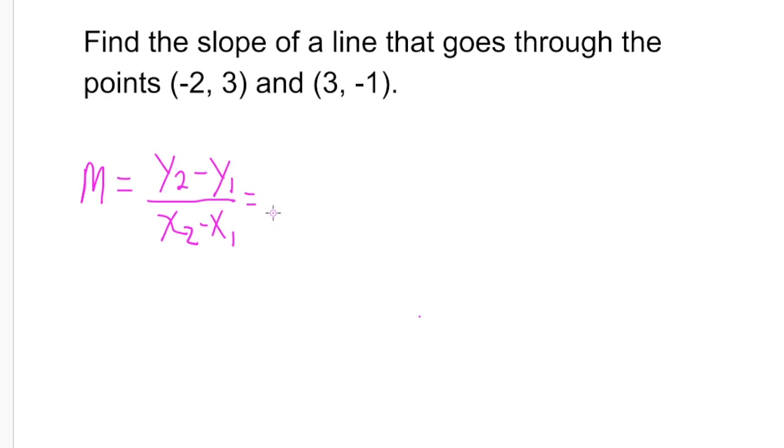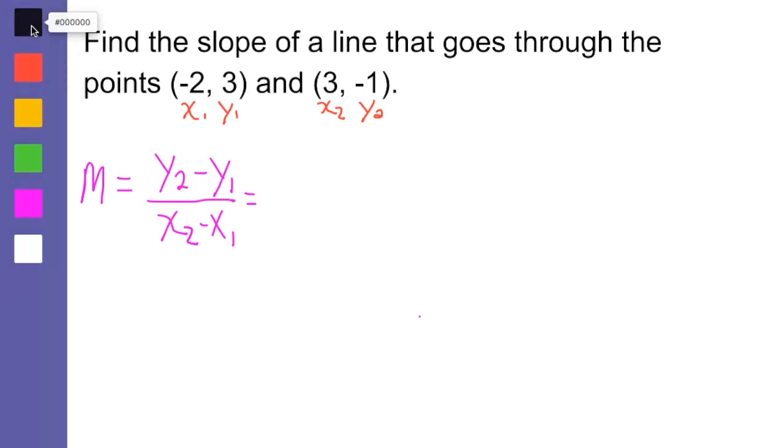All right, so where do we get these numbers from? We're going to go ahead and get them from the problem. -2 is an x value, and it's the first x value, so we'll call it x1. 3 is a y value, and it's the first y value, so we'll call it y1. 3 would be x2, and this -1 would be y2. We're just going to simply take these numbers, plug them into this formula, and let's get to it.